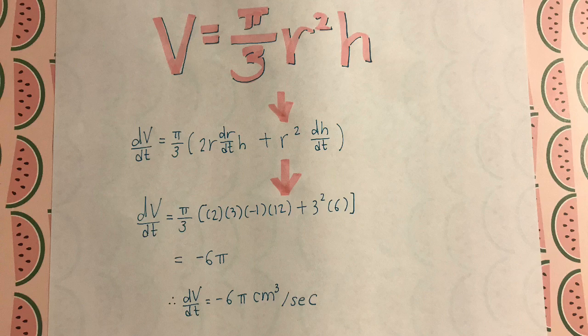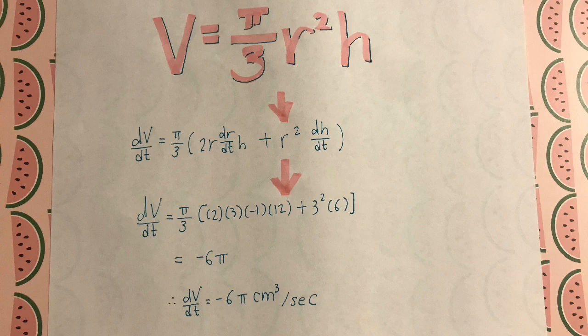Find an equation relating known and unknown variables. We're going to use the equation that finds the volume of a cone, and it is the volume equals pi times r squared times h divided by 3. Next, take the derivative of the volume equation, which gives us dv over dt equals pi over 3 times parentheses 2 times r times dr over dt times h plus r squared times dh over dt, and close the parentheses.